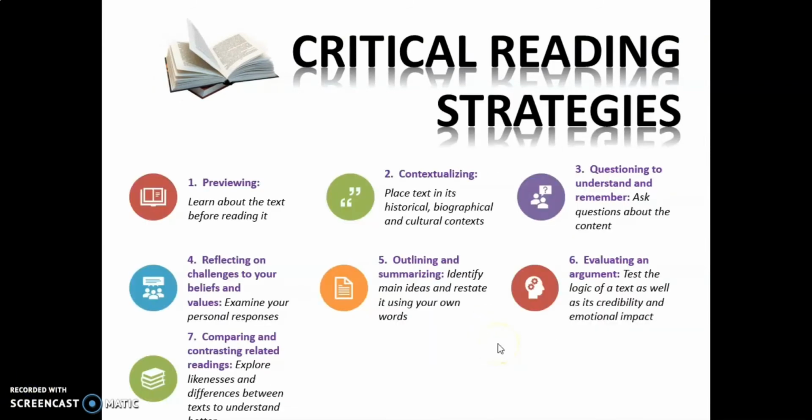There are 7 critical reading strategies. First, previewing. Learn about the text before reading it. It will allow you to get a sense of what the text is all about and how it is organized before reading it closely. What can you do? Simple strategy. Take a look at the head notes or other introductory material. Skim to get an overview of the content and organization. Identify its rhetorical question.